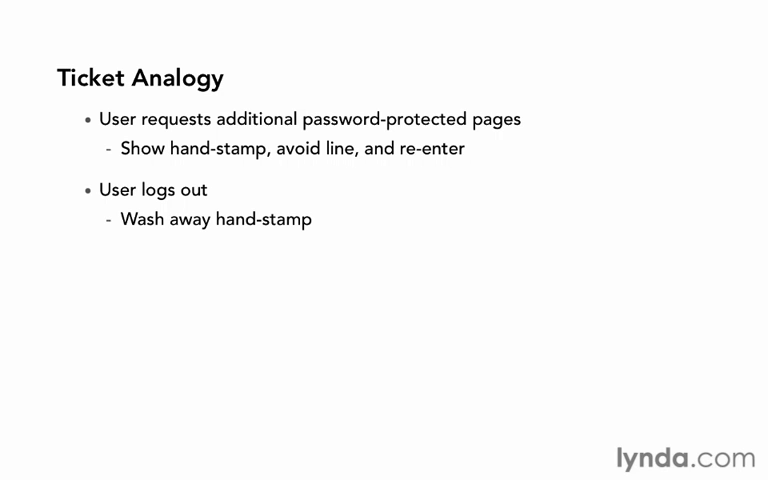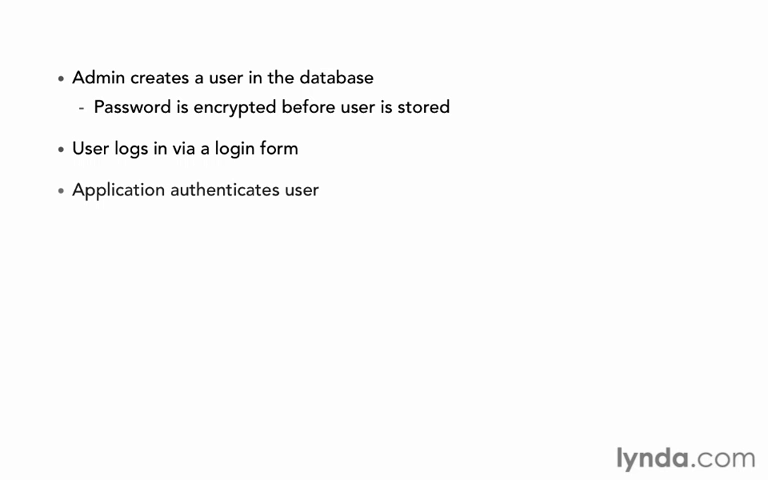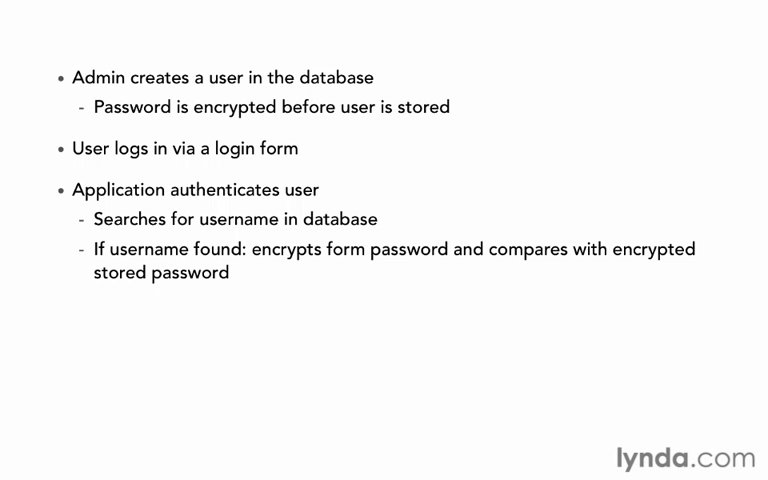But let's talk about it from a more technical point of view. The admin's going to create a user in the database. The password that they select for that user is going to be encrypted before the user is stored. So we're not going to store the text of the password as plain text. We're going to need to encrypt it first. Then when the user logs in via the form, the application is going to authenticate them. It's going to do that by searching for the username in the database. And if that user is found, it can encrypt the password they sent in the login form and compare it with the encrypted version that's stored in the database. And if they encrypt the same and we get the same results, we'll know we have a match.